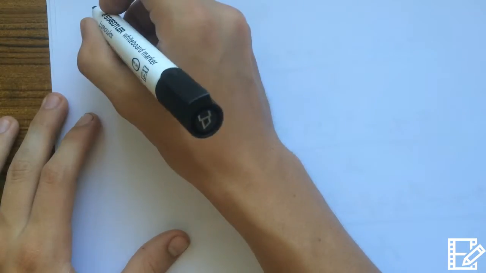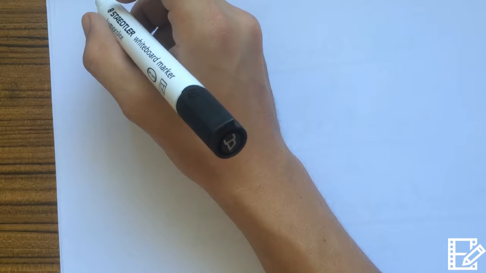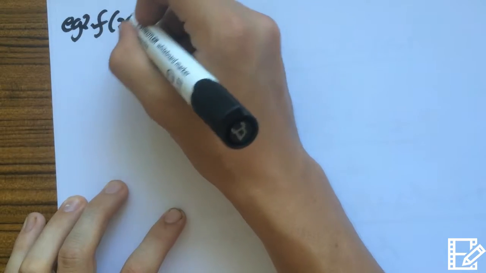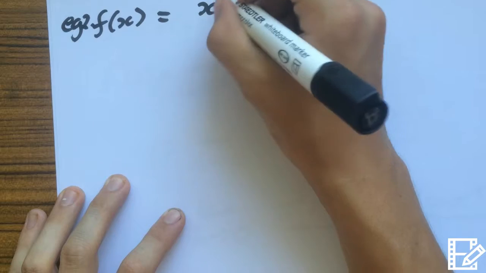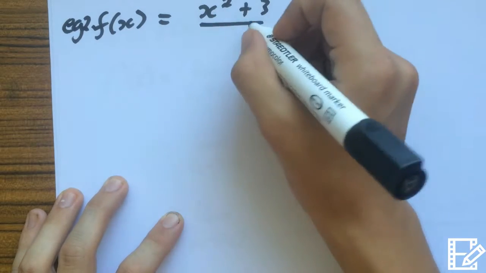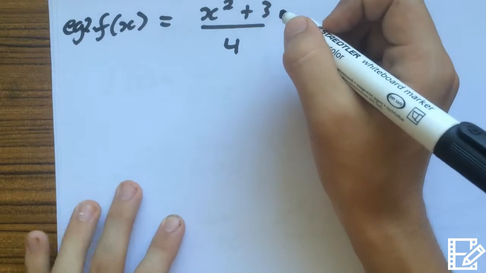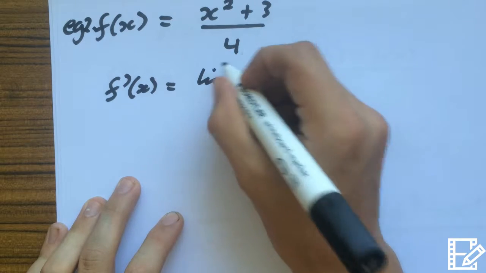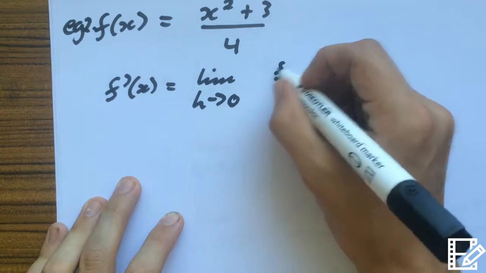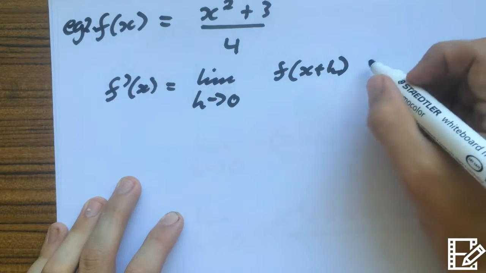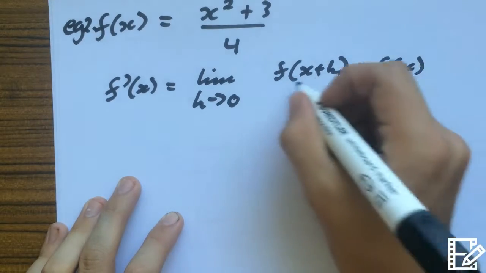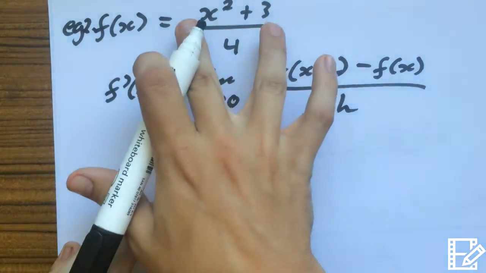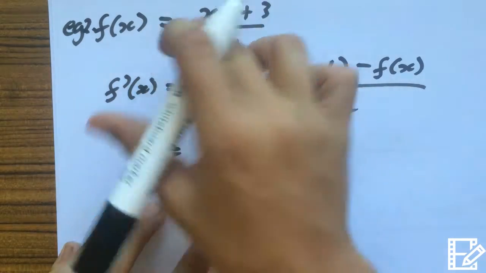Let's say we have, I'll make this one a bit longer. We have example 2. We have our function. It equals x squared plus 3 over 4. Same as before. The derivative, limit as h approaches 0, f(x plus h) minus f(x) all over h.